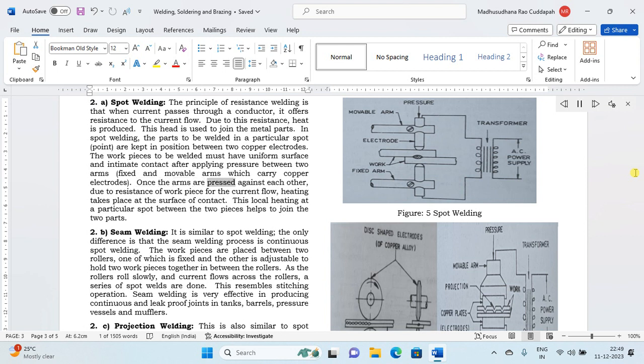Once the arms are pressed against each other, due to resistance of the workpiece to the current flow, heating takes place at the surface of contact. This local heating at a particular spot between the two pieces helps to join the two parts. 2b. Seam welding. It is similar to spot welding.